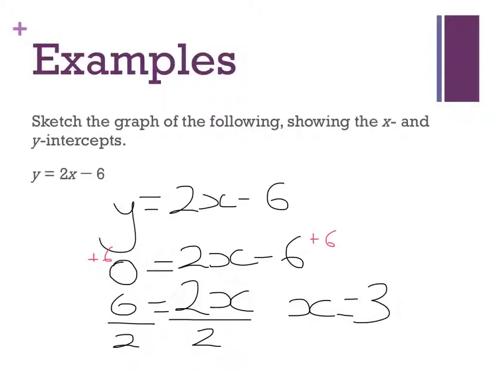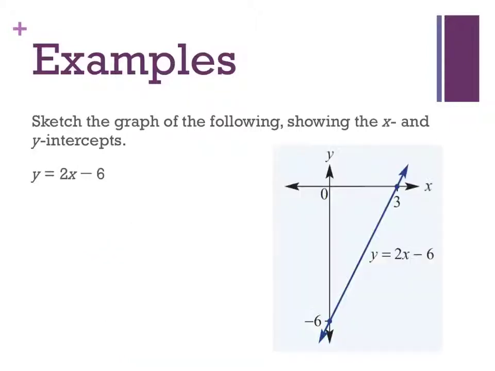So I draw out my Cartesian plane again. I put a dot on the y-axis at negative 6. I put a dot on the x-axis at positive 3. And I get a graph that looks a little bit like this. Positive 3, negative 6. And that's it, guys. That's how you draw it. It's as simple as that.